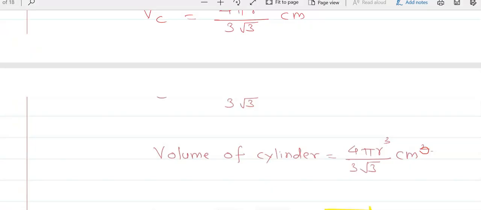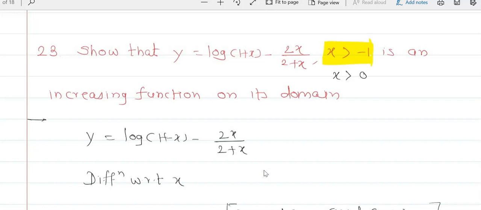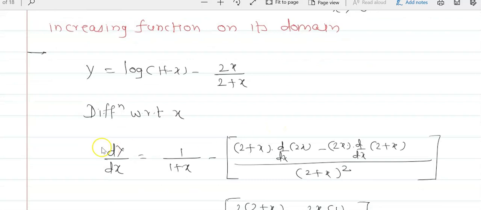Now, next problem number 23. Show that y is equals to log of 1 plus x minus 2x upon 2 plus x, x greater than 0 as given in the textbook, but I am treating here x as positive, is an increasing function on its domain. Okay, I have corrected it here. If you agree, then write this, otherwise you can't. y is equals to log of 1 plus x minus 2x upon x plus 2. Now differentiate this with respect to x. dy by dx is equals to 1 upon 1 plus x minus, apply here the quotient rule.